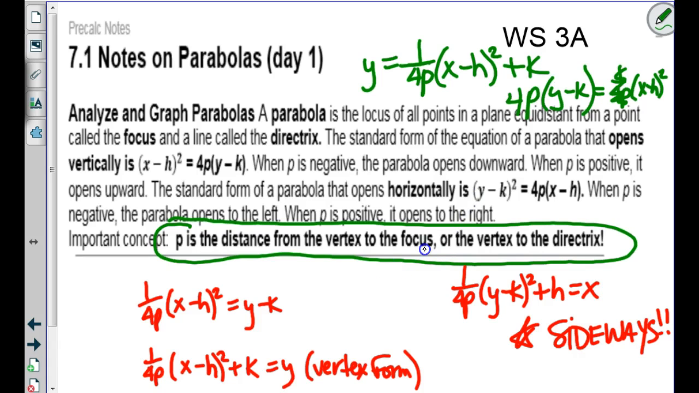Look at the top of your sheet. The very top. It says x minus h quantity squared equals 4p, everybody see it? Times the quantity y minus k. Then there are two pictures underneath. How do you know if it's the one on the left or the one on the right? Underneath it says, on the left, p is greater than 0.